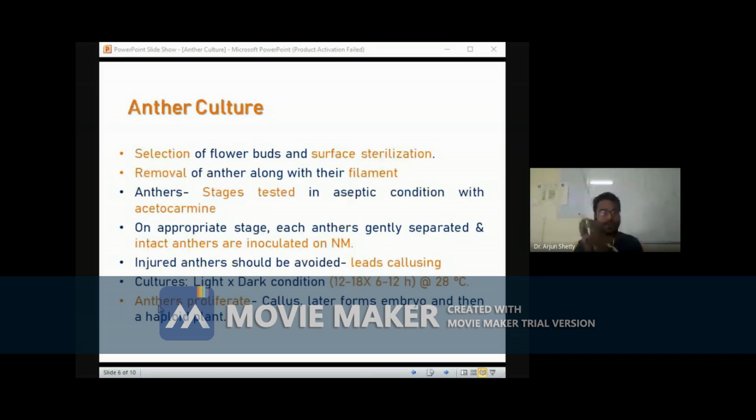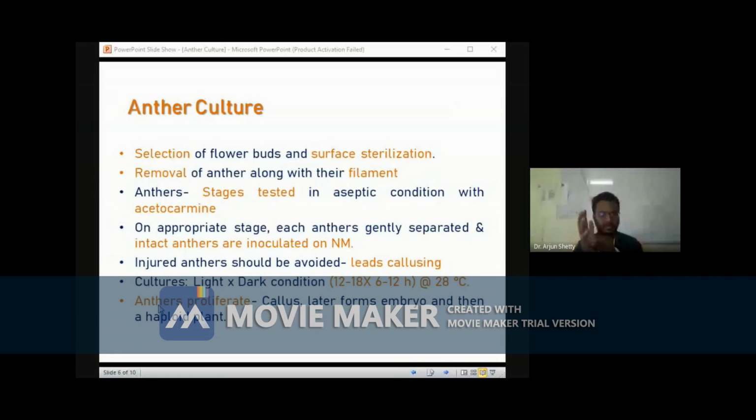So to get better results, we need to identify a proper stage. Since anthers are the reproductive structure that we are going to see, usually we are going to see the reductional cell division which is going to happen. That's what we call meiosis. So the meiotic stages have to be studied using acetocarmine, a nuclear stain.